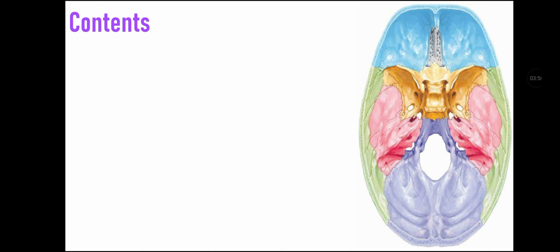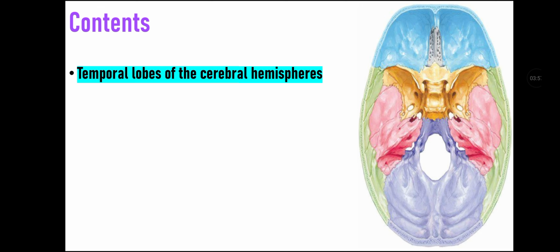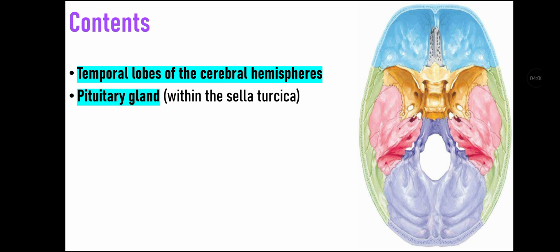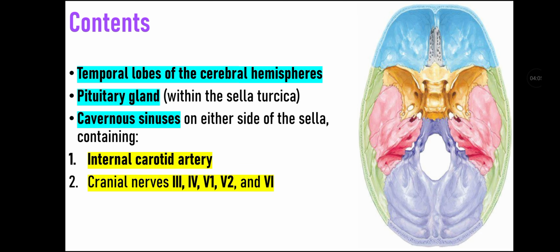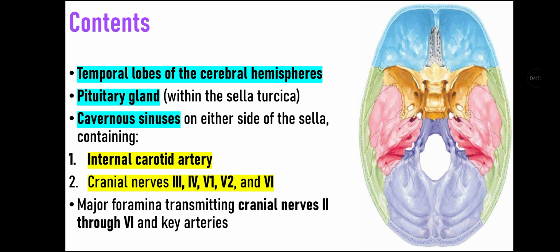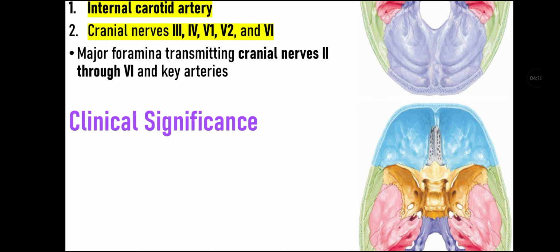Now let's talk about contents of middle cranial fossa. They include temporal lobes of cerebral hemisphere, pituitary gland that is within the sella turcica, the cavernous sinus containing internal carotid artery, cranial nerve number 3, 4, 6, and V1, V2 and 6. Major foramen transmitting cranial nerves number 2 through 6 and key arteries.